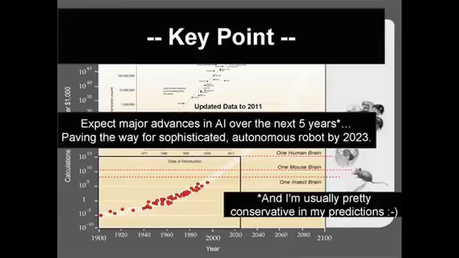So, we put all this together. No, actually, I think I made this slide part of this talk. I'm saying expect major advances in AI over the next 5 years, paving the way for sophisticated autonomous robots by 2023. That was a year ago. I've already got data now to show that I was off by 2 years. Call it 2021. I'm usually pretty conservative on my predictions, and as usual, I was conservative on that prediction too.